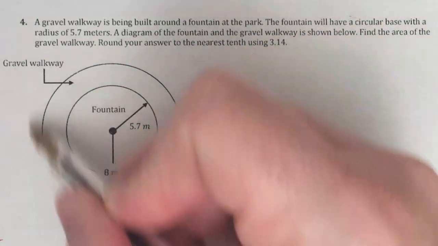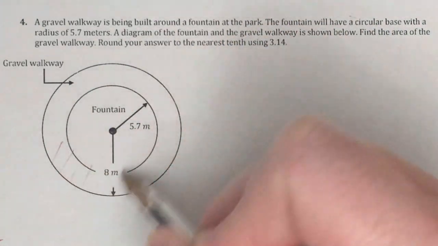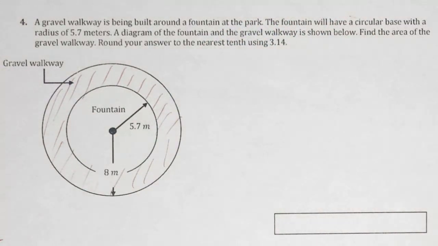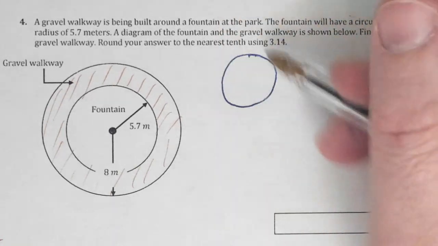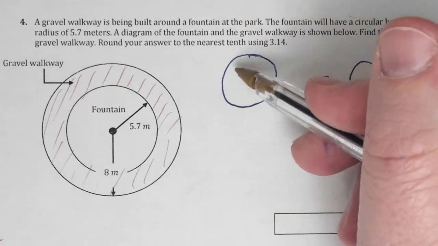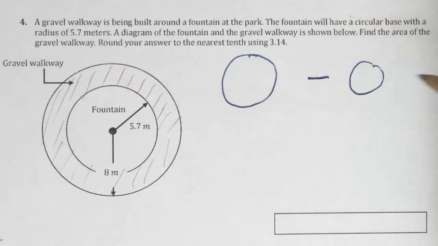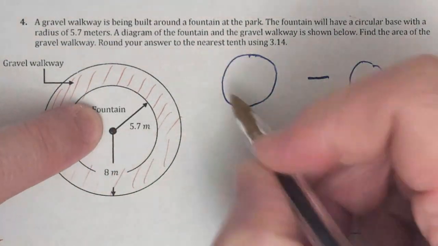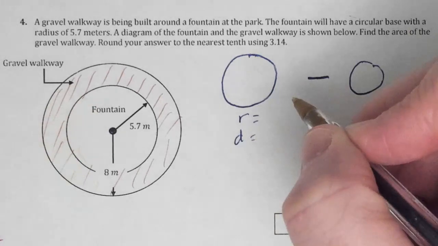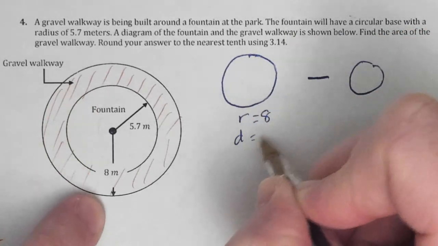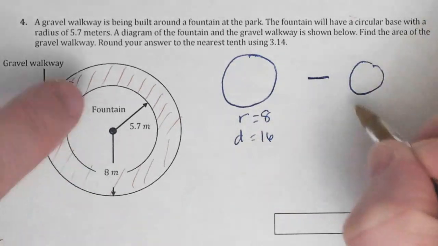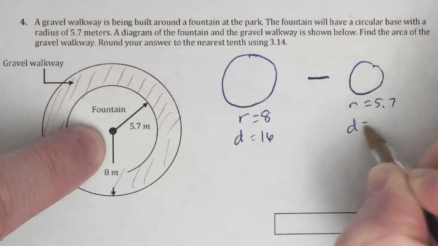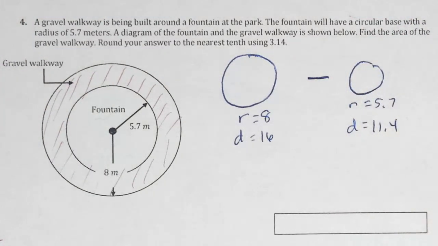So they want this right here. They want this. So basically, we just need the big one minus the little one. That's it. And we're going to subtract. Okay, so now the big one is from here all the way to here. So the radius of the big one is 8, so the diameter would have been 16, just in case. For the little one, the radius from here to here is 5.7, so the diameter would be twice that, which is 11.4. All right, cool.